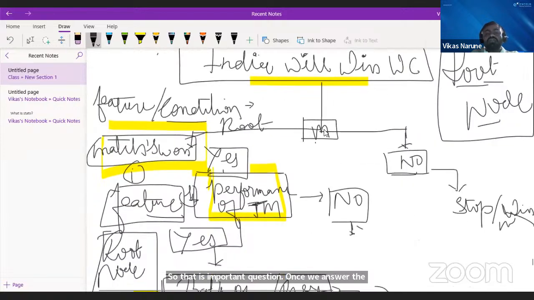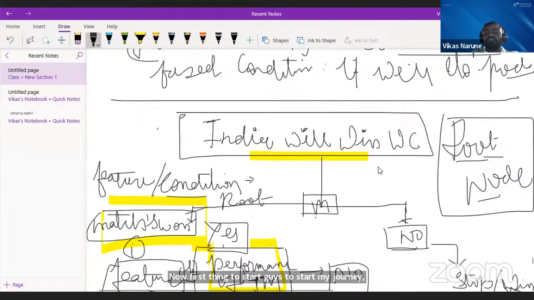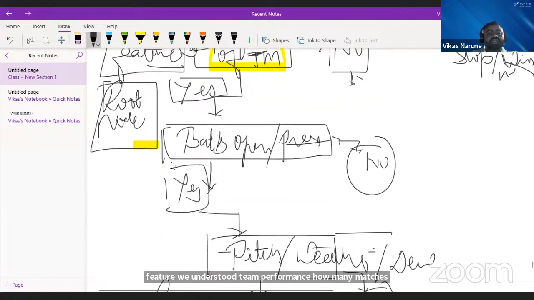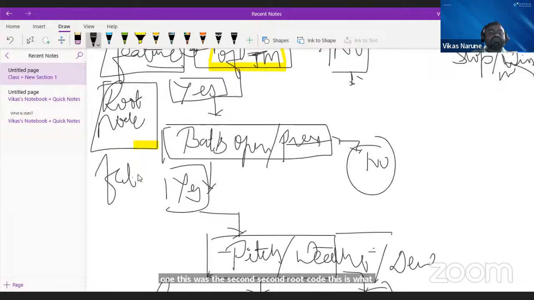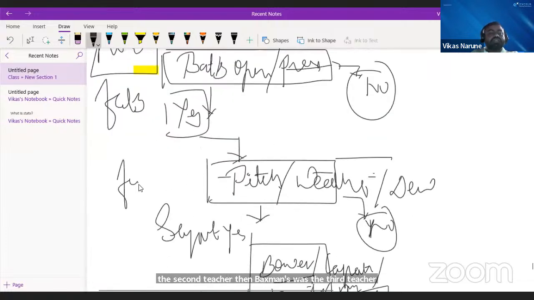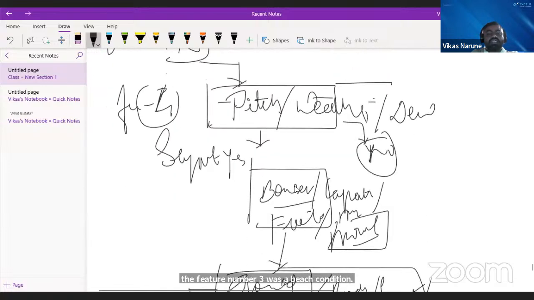Now, first thing, to embark on this journey of the decision tree, it has to understand, out of all my features, like the feature we understood, team performance, how many matches won. This was the second feature. Then batsman was the third feature: opening batsmen, whether they are under high pressure or not. Then the next feature was pitch condition, right? And then we have how the bowlers are performing.